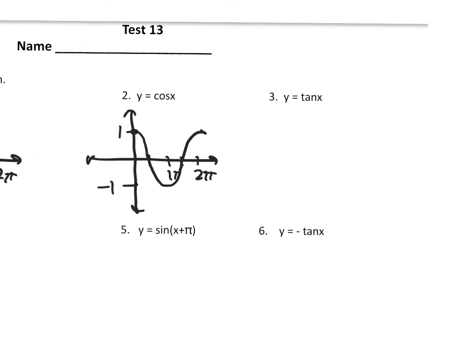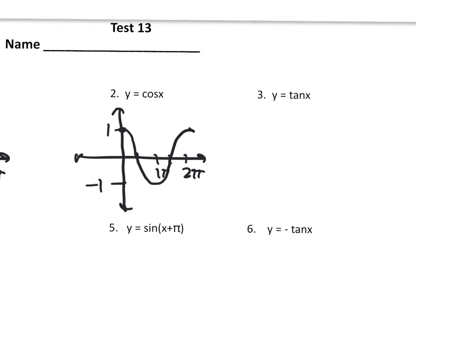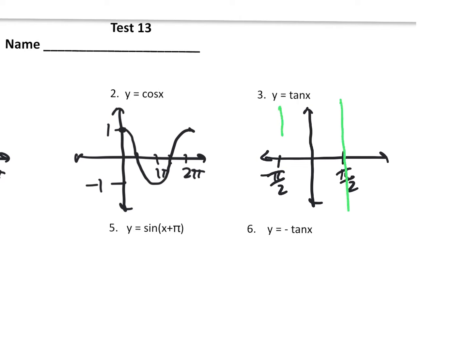Number three, tangent. Got to remember where the asymptotes go on tangent. Remember, tangent is undefined at the pi over 2's. So I'm going to put a positive pi over 2 here. I'm going to put a negative pi over 2 here. Now I got the beauty of changing colors, so I'm going to do that. I'm going to put an asymptote at all the pi over 2's.